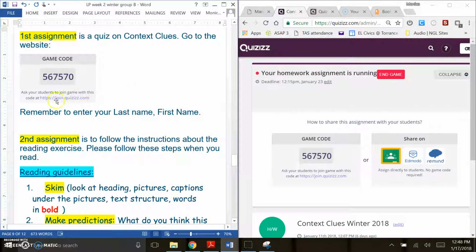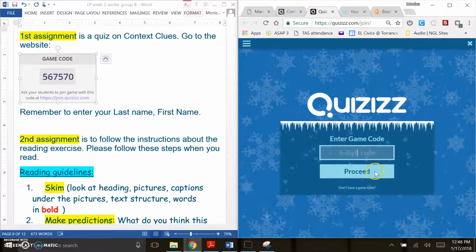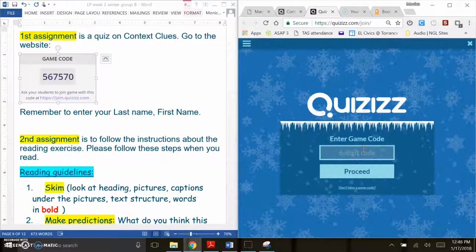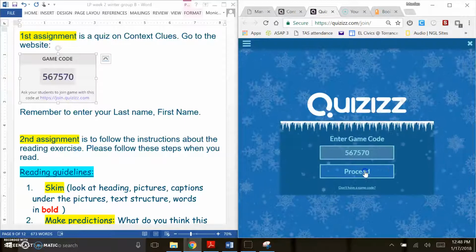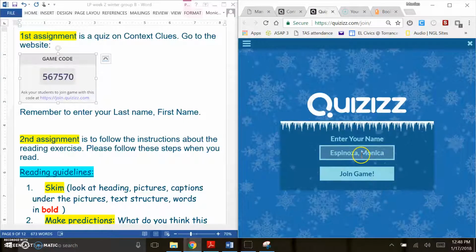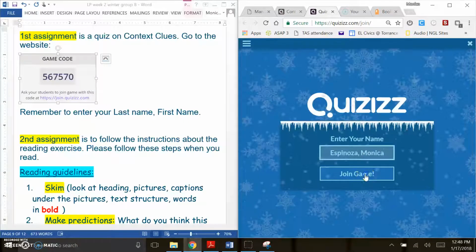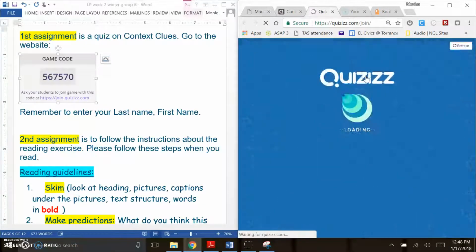You are going to go to the website https and then join.quizzes.com. It's going to take you to this page, and I'm going to enter the 6-digit code, which is 567570. I'm going to click. I'm going to type in my last name, comma, and first name, and I will join, and I will take the quiz. Just ignore that.